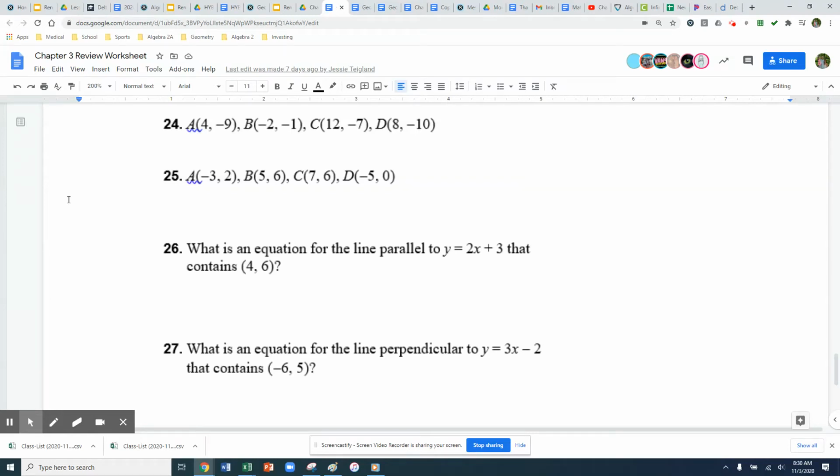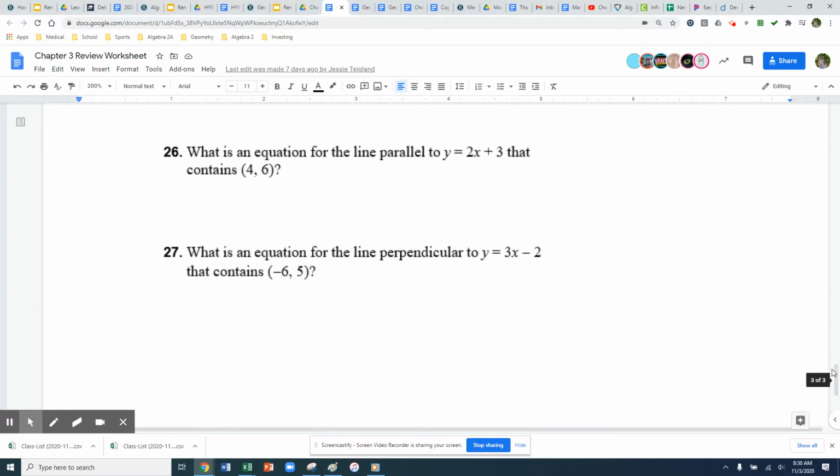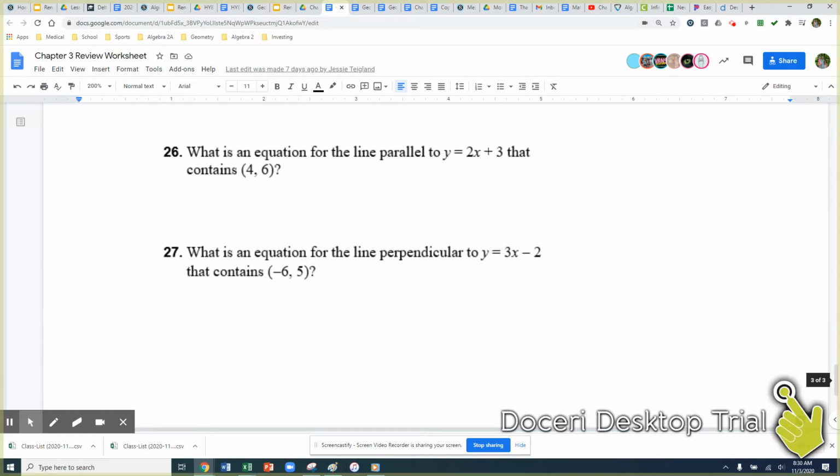So 26, what is an equation of a line parallel to 2x plus 3 that contains (4, 6)? In lesson 3.8, we started looking at how parallel and perpendicular work on our coordinate plane. First, parallel. The symbol for parallel we've seen in geometry is this kind of elongated 11. That's going to mean parallel. And lines that are parallel are going to have the same slope.